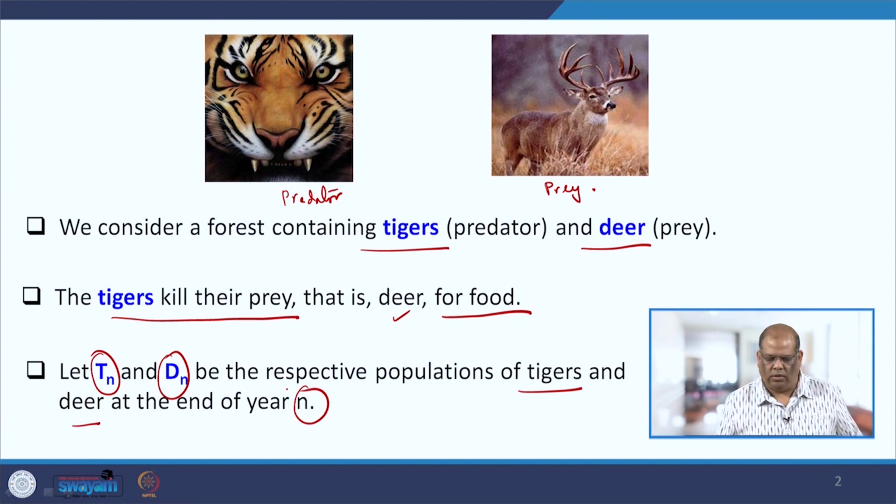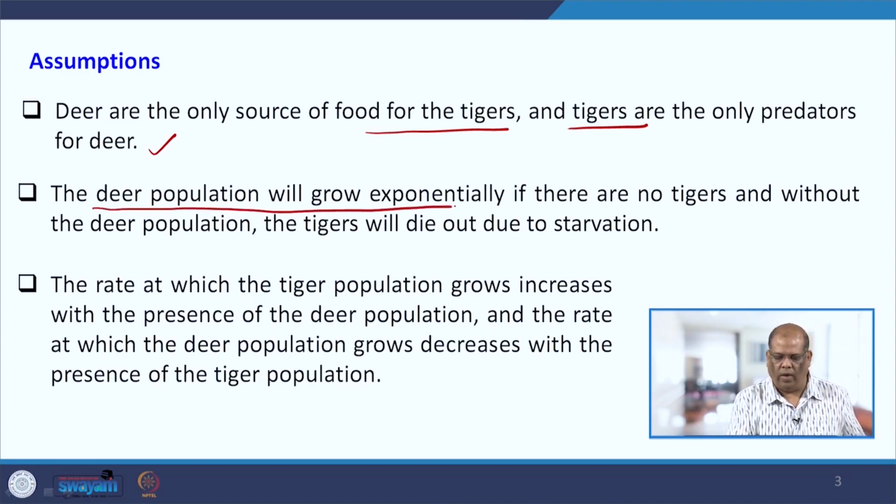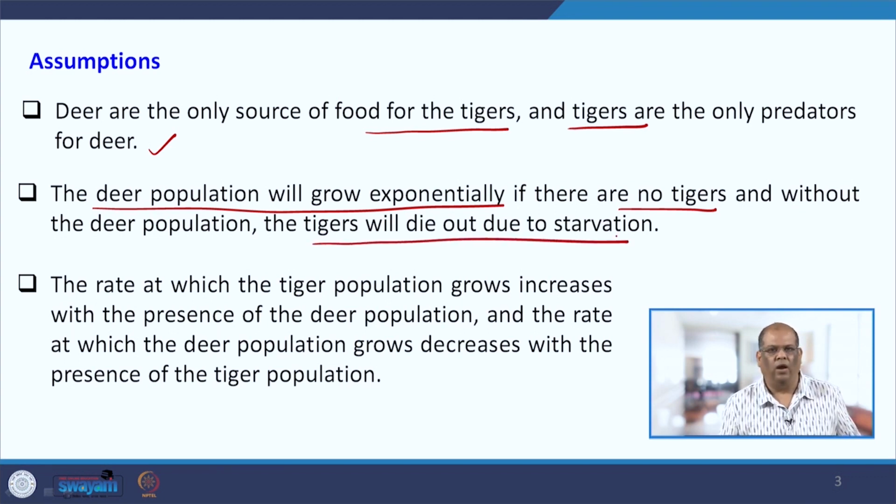Now, while constructing the model, we make some assumptions, and the assumptions are as follows. Deer is the only source of food for the tigers. There is nothing else, only the deer, and tiger is the only predator for deer. So, it is very well defined that the tigers will eat the deer and deer is the only source of food for the tiger. Now, the deer population will grow exponentially if there is no tiger, and without the deer population, the tiger will die due to starvation. So, that is the second assumption.